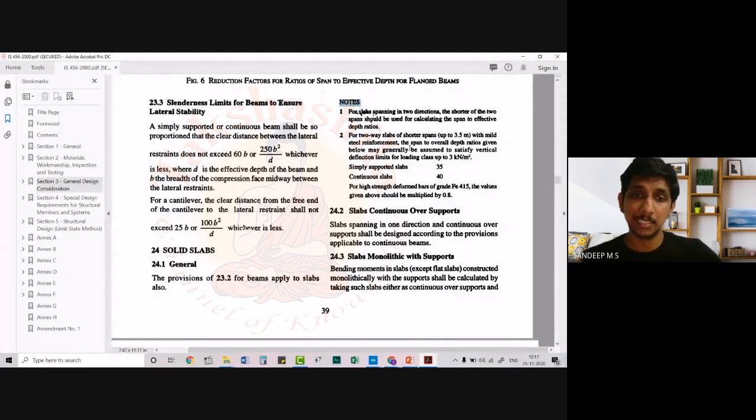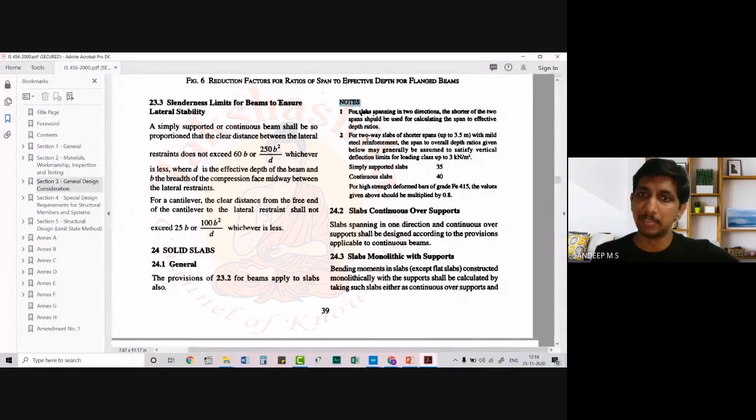But in this case, in clause 24.1, we are actually talking about the control of deflection. So for that, we will be having a span to depth ratio. What the code suggests is that for slabs spanning in two directions, the shorter of the two spans should be used for calculating the span to depth ratio. That means when you consider this span to depth ratio, you have to always stick to the value of Lx, not Ly.